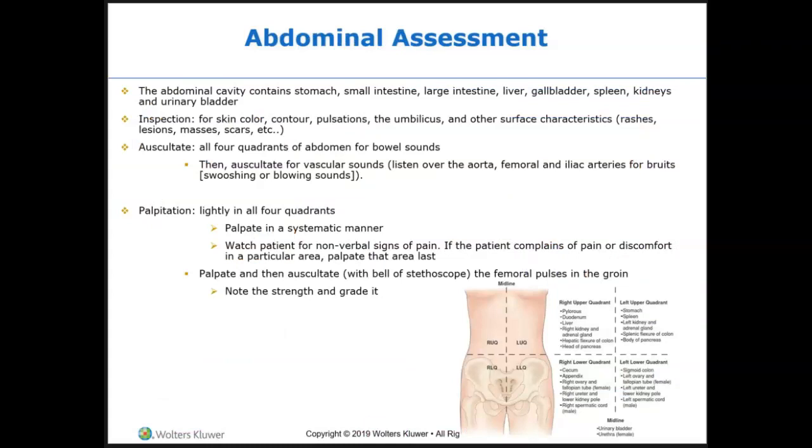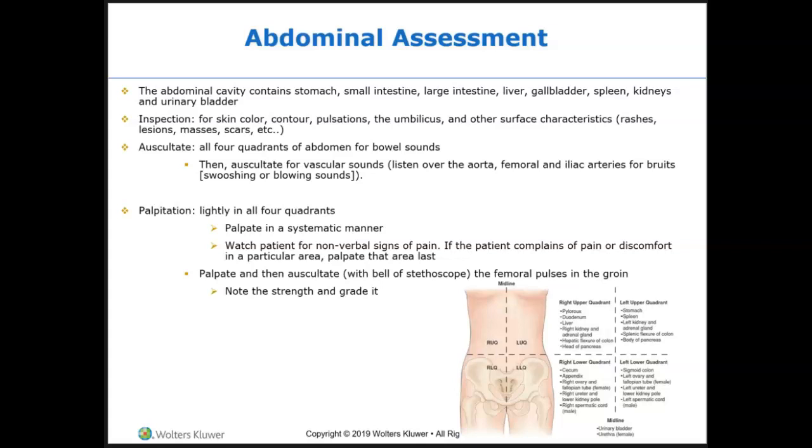Assist the patient in the supine position and expose the abdomen. Cover any exposed area other than the one being assessed. First thing you're going to do is inspect the abdomen for skin color, contour, pulsations. Look at the umbilicus. Look at the surface for rashes, lesions, masses, scars, tattoos, piercings, etc.